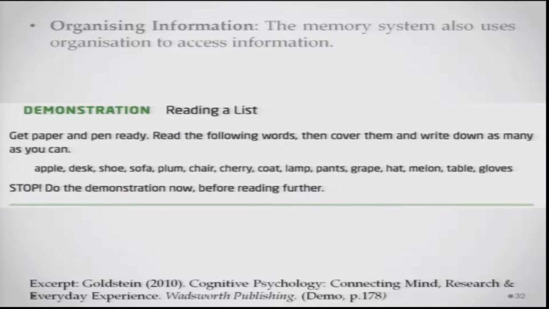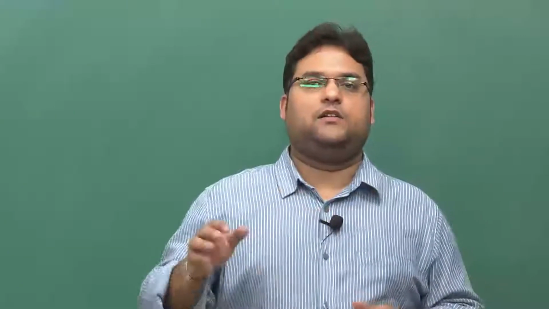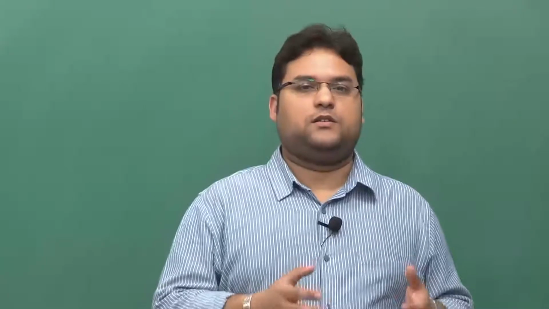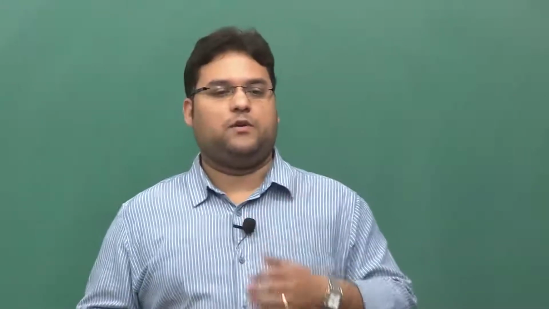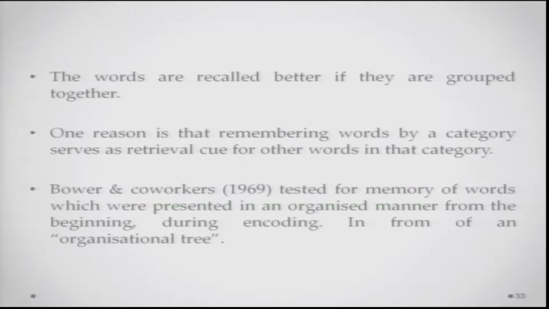Another manner of encoding could be organizing information. You remember one of the students said that I organize information in tabs and in trees in my notes, and that helps me understand whatever I am learning in a much better way. So the memory system also uses organization to access information. Suppose you are reading a list of words, which is apple, desk, shoe, sofa, plum, etc. These words are recalled better if they are grouped together.